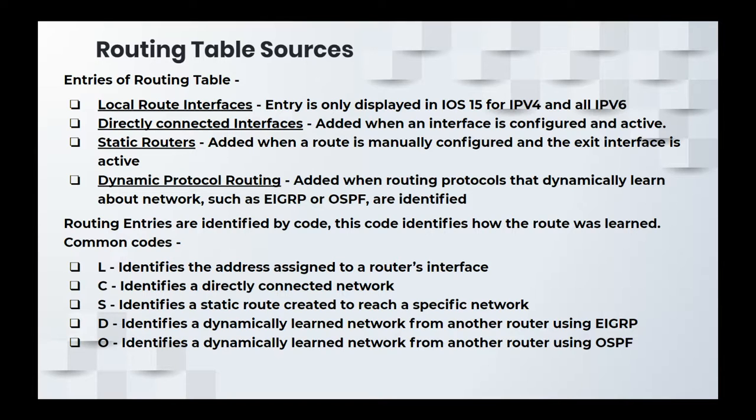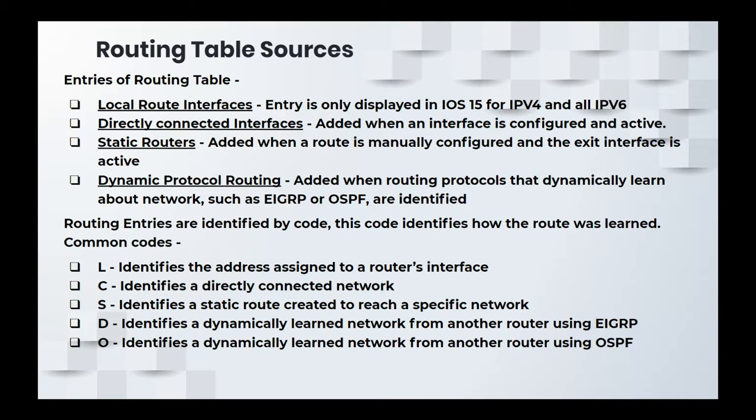Routing table sources. Entries of the routing table. Local route interfaces: added when the interface is configured, and only displayed in IOS 15 for IPv4, not IPv6. Directly connected interfaces: added when the interface is configured and active. Static routes: added when the route is manually configured and the exit interface is active. Dynamic protocol routing: added when routing protocols that dynamically learn about networks, such as EIGRP, RIP, or OSPF, are identified.